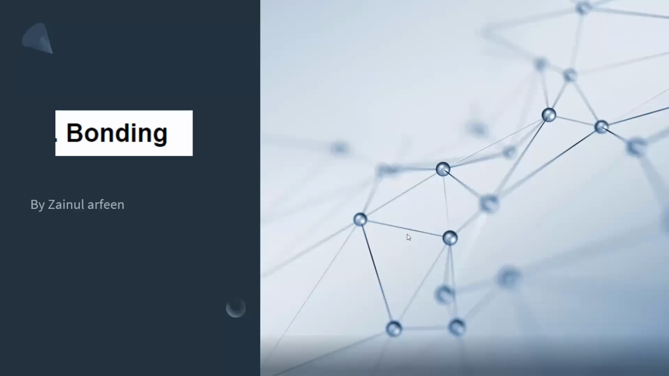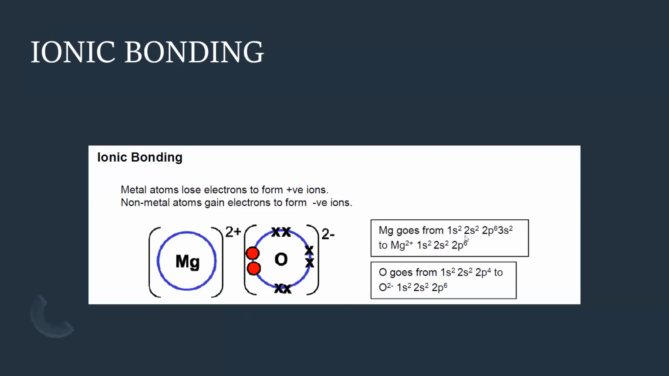So in this session, we'll discuss mainly the ionic bond and how to calculate the lattice energy. That's the main focus for this class. So first, what is the ionic bond? The ionic bond is the bond which is formed by a complete transfer of electrons.